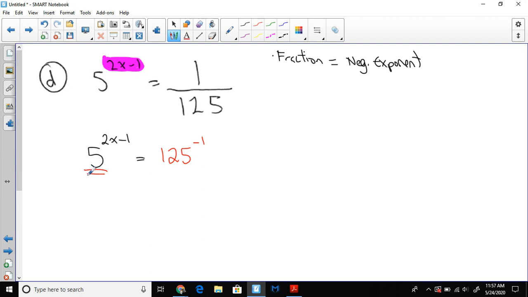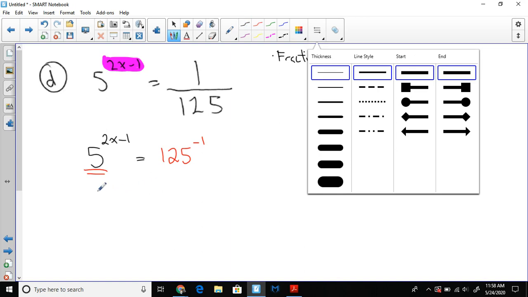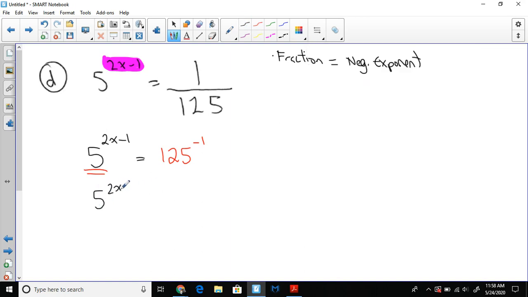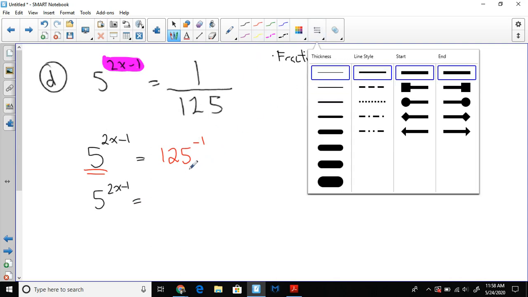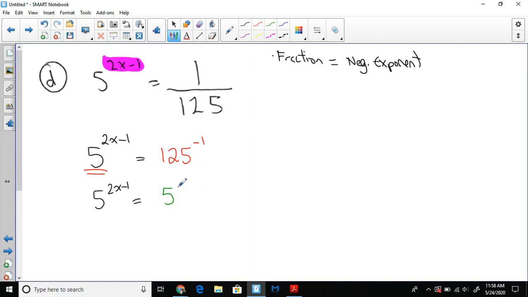Like this, I have base 5. This one, 125. Hopefully, when you think about it, you're like, well, 125, looks like it's going to be a multiple, or I'm going to be able to write it as a base 5, which you can. So what I'm going to have is 5 to the power of 2x minus 1 equals, and then this I'm going to change. So the 125 is going to be 5 cubed, but this is all to the power of negative 1, okay? So again, this negative 1 up here.